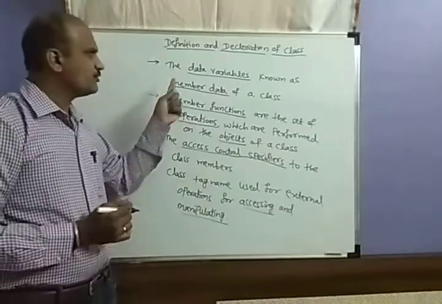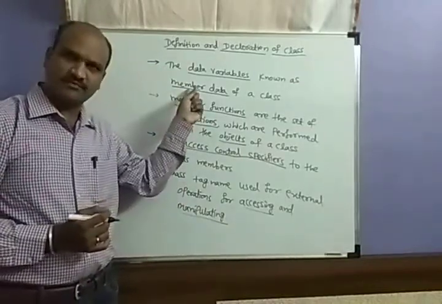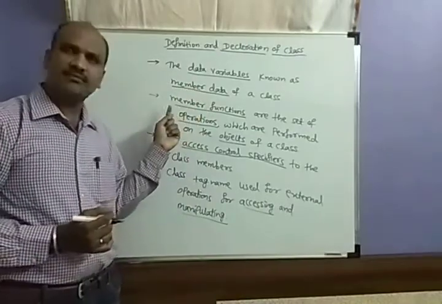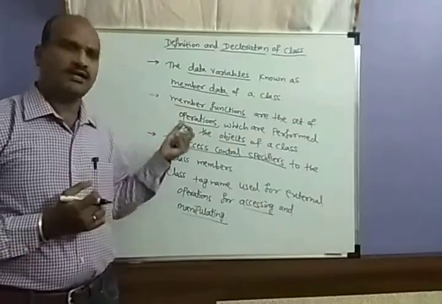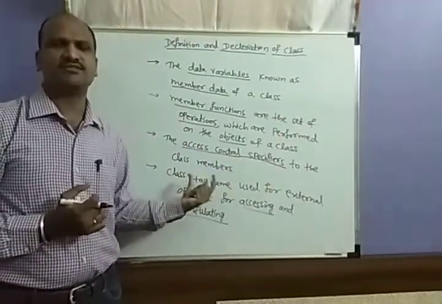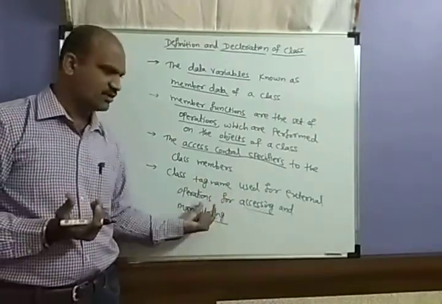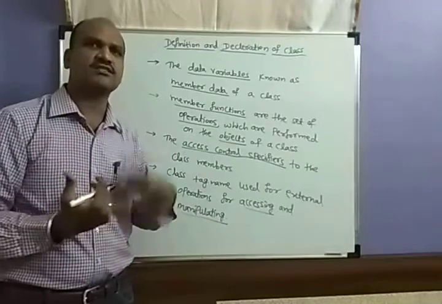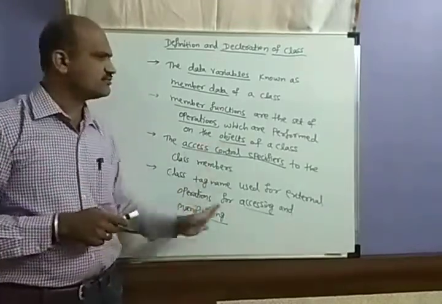So you need data variables, that is the data members. You need the member functions for the operations you are doing, and you need some access specifiers and the tag name, that is the class name, for the external operations, which is for accessing and also for manipulating the class. These are the things you should know.